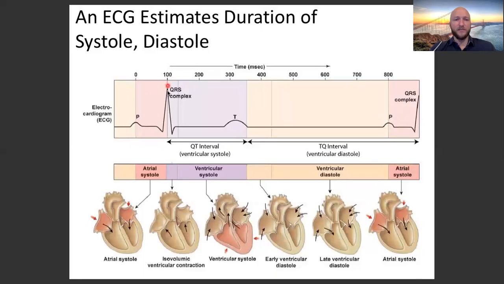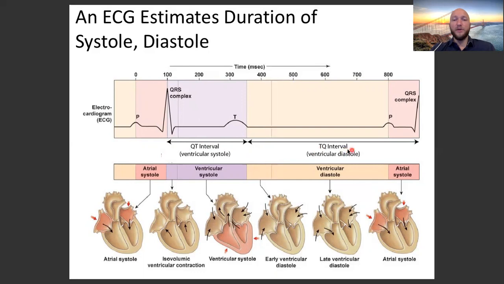Ventricular systole starts at the QRS complex, and it ends with ventricular relaxation at the end of the T wave. Ventricular systole is the QT interval. It starts at Q, ends at T. QT interval is ventricular systole.